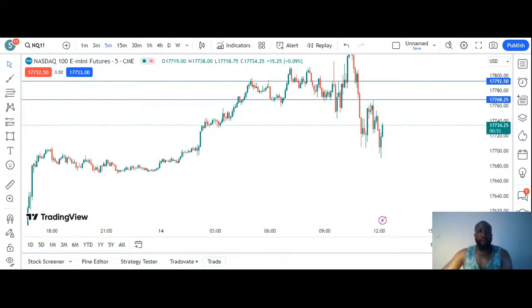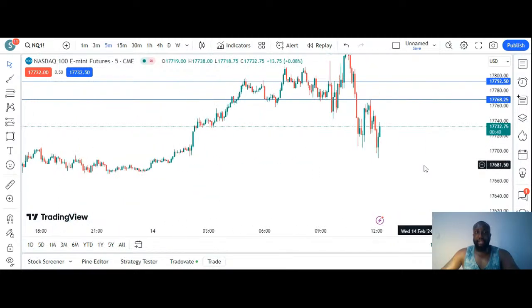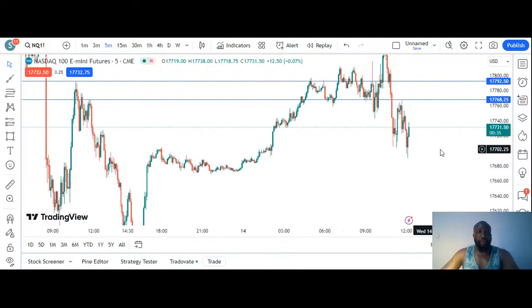Okay, same story. So we're analyzing Nasdaq US 100. And here's today's price action, and we're using the same platform. So we're using TradingView.